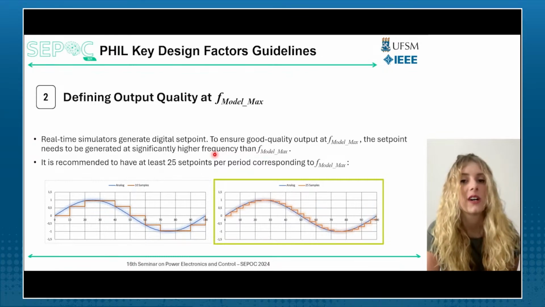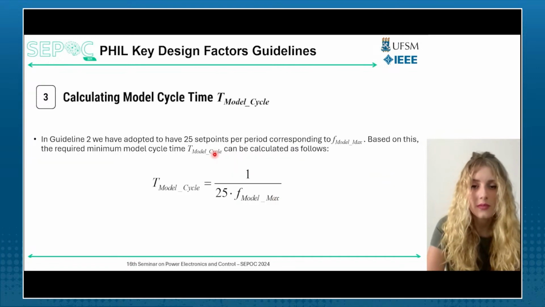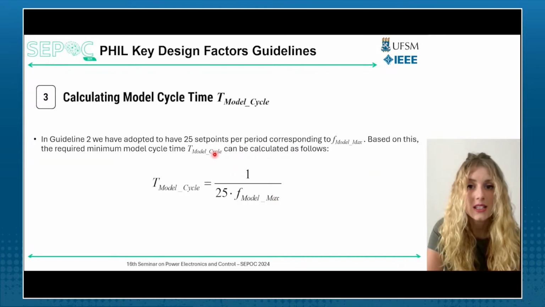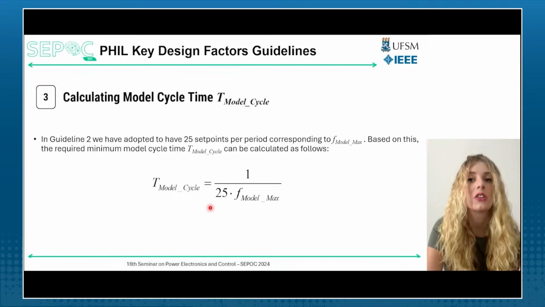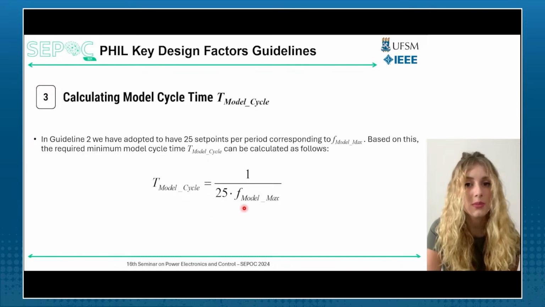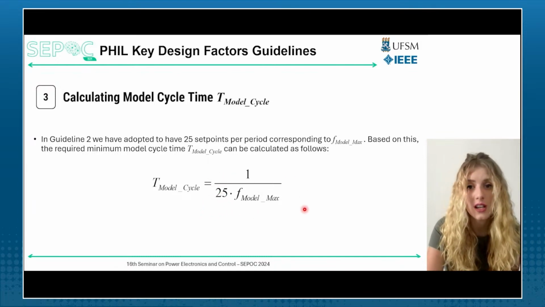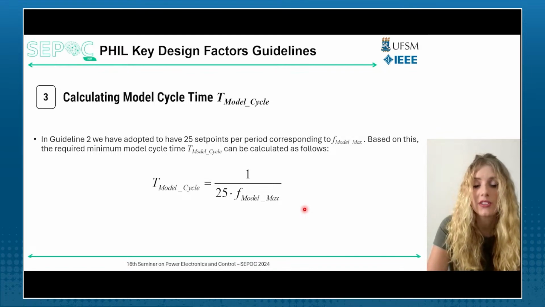So once you have defined output quality at F model max, then we need to determine the model cycling time. This is pretty simple and it is done just by taking into account that we want to have 25 samples at the corresponding F model max. So for this we use the following equation and the result will be the model cycling time.